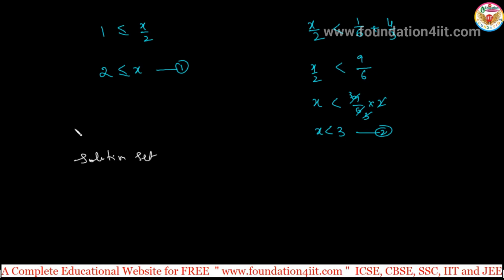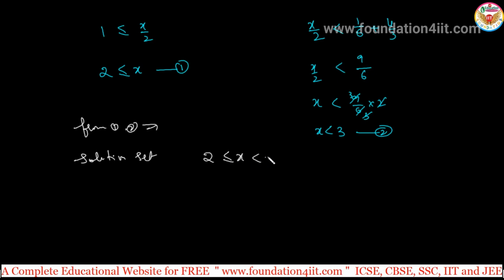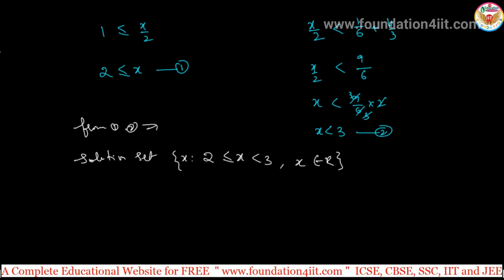So the solution set from inequations 1 and 2: 2 is less than or equal to x, which is less than 3, where x belongs to real numbers. Now this you can represent on the number line.